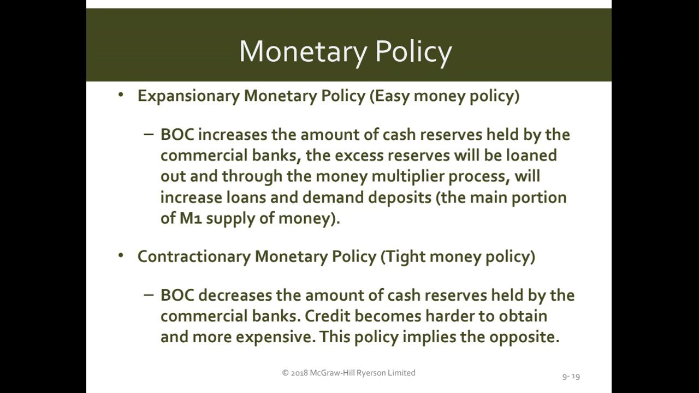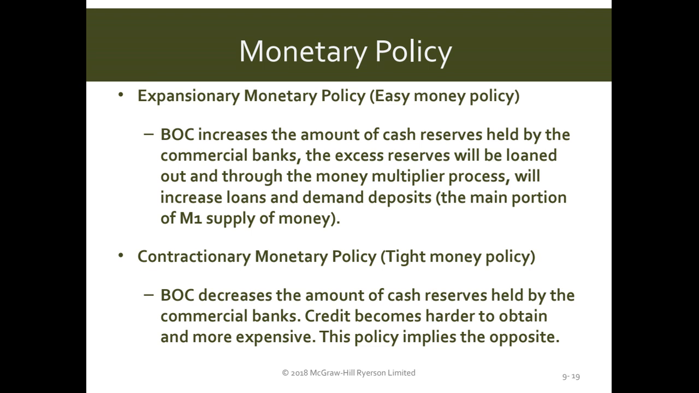How? We'll discuss in a moment. Because I can also increase the reserves of commercial bank by depositing $1,000 in my checking account. Bank's reserve will increase. But how Bank of Canada will do this? The excess reserve will be loaned out, and through the money multiplier process we discussed in chapter number 8, will increase loans and demand deposits, the main portion of M1 supply of money, that is currency in circulation plus demand deposit. So this is how Bank of Canada will increase the supply of money.